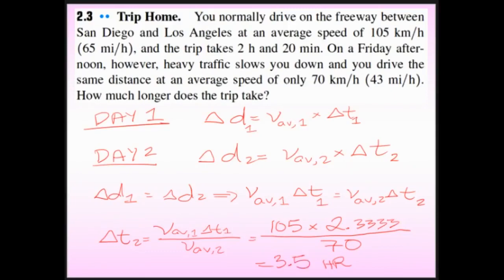Is the question saying how long did it take or how longer did it take? How longer. So what do you technically need to do? You need to subtract the longer time minus the original. How much is 3.5 hours? It is 3 hours and 30 minutes. What was the original time? 2 hours and 20 minutes. So how longer did it take you? 1 hour and 10 minutes. Done. That's it.